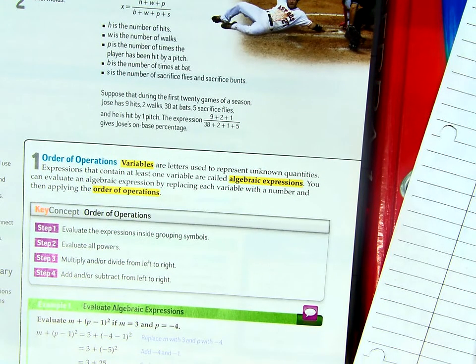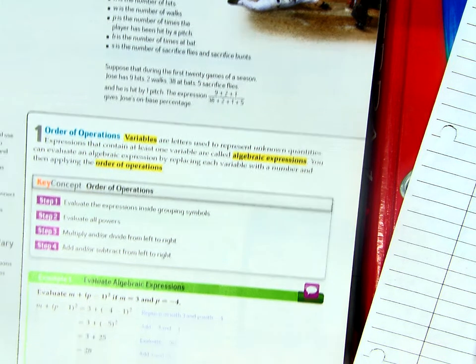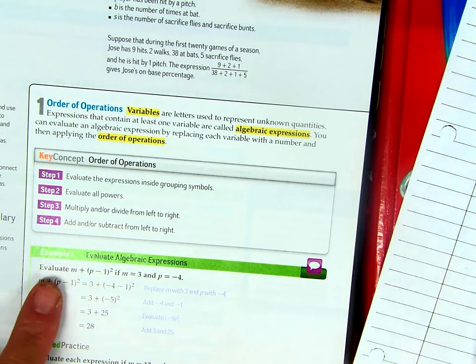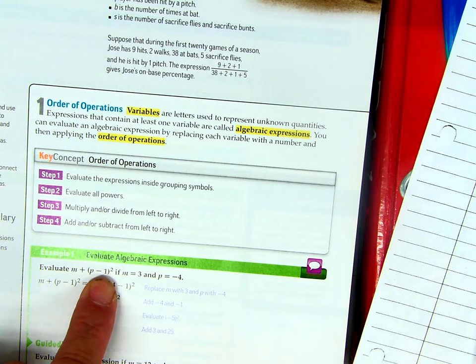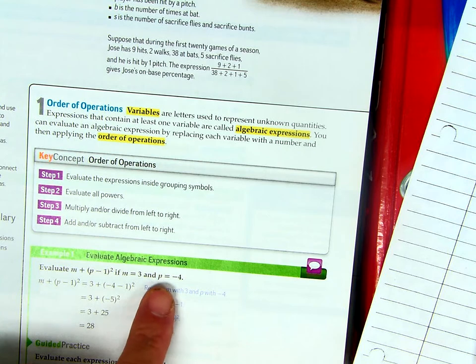Variables are letters used to represent unknown quantities. Expressions that contain at least one variable are called algebraic expressions. You can evaluate an algebraic expression by replacing each variable with a number and then applying the order of operations. Here's some key steps right here. Example 1. Evaluate m plus the quantity p minus 1 quantity squared if m equals 3 and p equals negative 4.